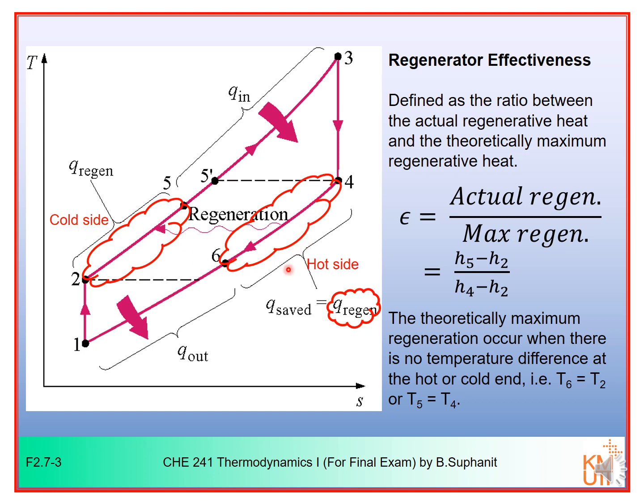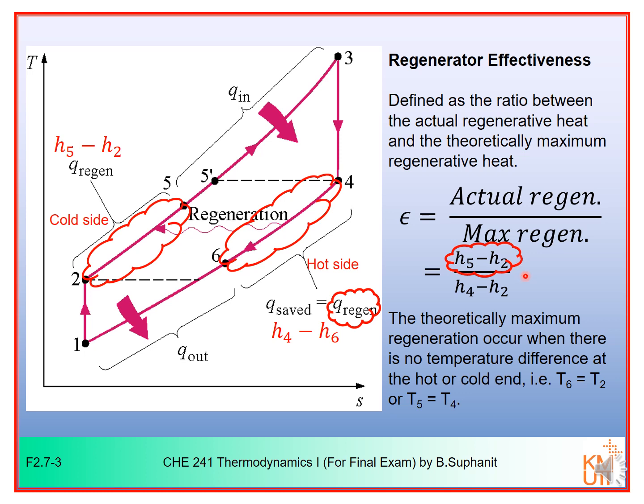If you calculate it from the hot side, it will be H4 minus H6. In another way, if you calculate it from the cold side by taking H5 minus H2, they are both the same, or H4 minus H6 equals H5 minus H2. In this equation, we use H5 minus H2 as the actual regenerative heat.